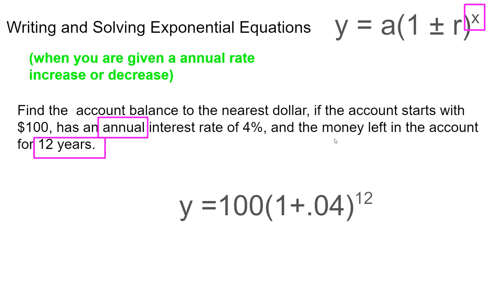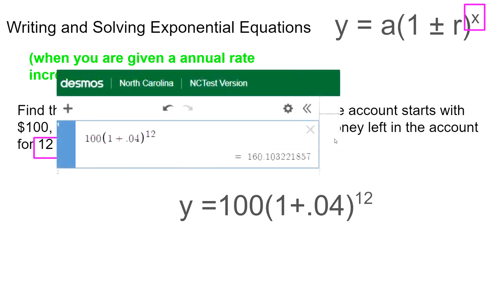And see, now all we've got to do is find out this. You can use Desmos. A lot of times we forget that it's a calculator, actually, because we do so much graphing on it. But if all you do is type it in and then press enter, you're going to find the answer here is 160.10. And if we round to the nearest dollar, it's going to be 160.